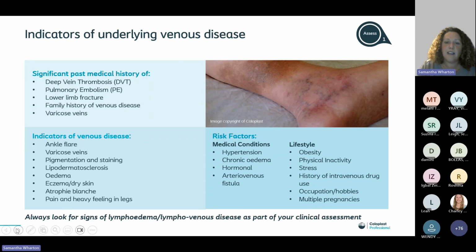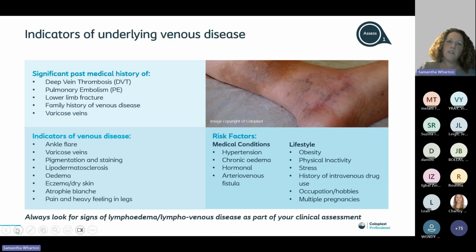And then you've got other risk factors, so medical conditions, hypertension, chronic edema, hormonal. Then you've got your lifestyle, so obesity, physical inactivity, stress, history of IV use, occupation. So like I say, being nurses, on our feet all day, chefs, policemen, those sort of occupations are going to be at higher risk of having venous disease. And then again, with us ladies, the multiple pregnancy, because you're putting that pressure on your circulatory system with the pregnancy. And again, it's another contributing factor.